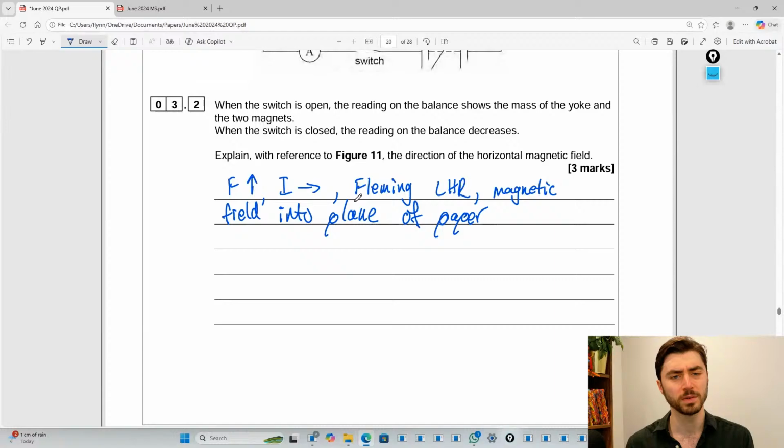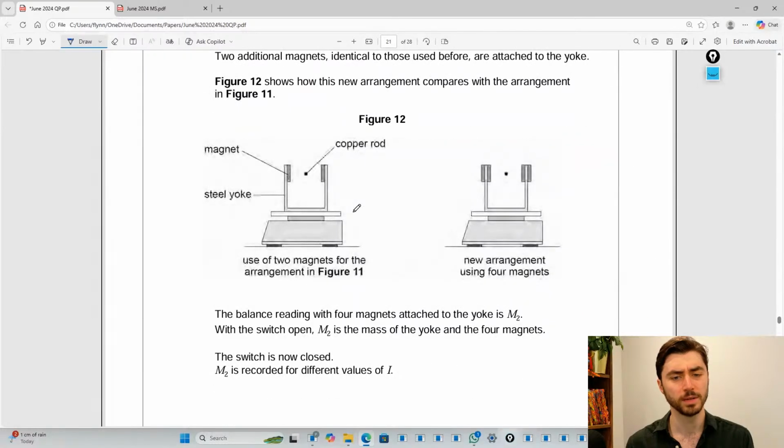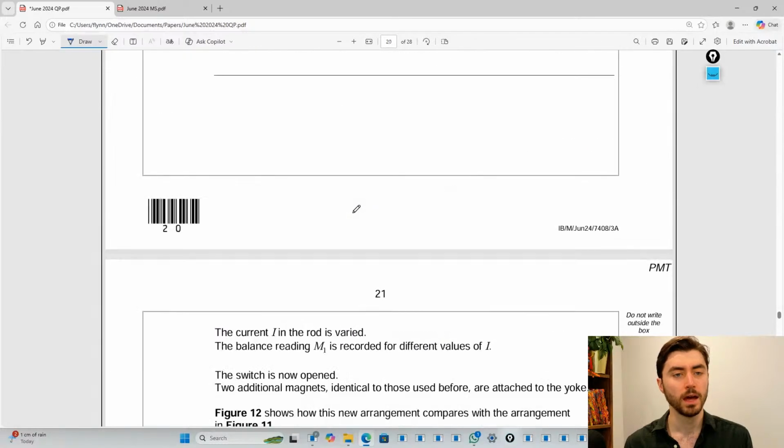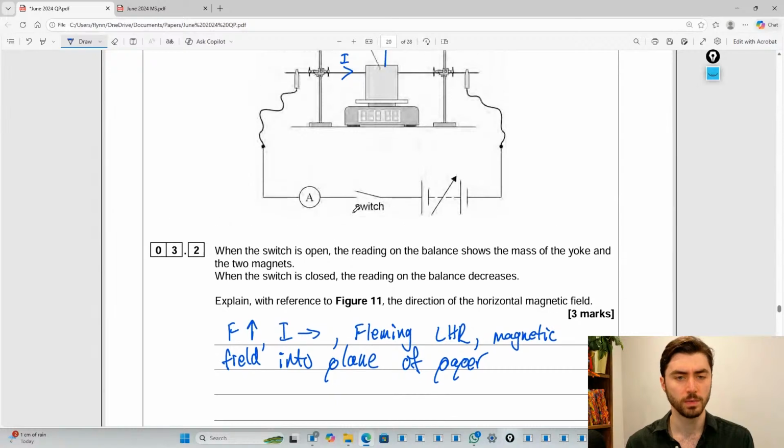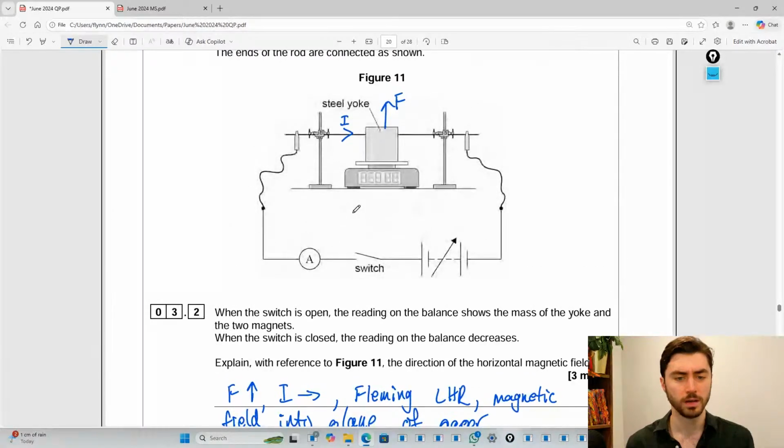Why is the force on the rod downwards? That's what someone else said. Hold on a minute. 3.2. Well, I said the force was upwards, because when the switch is closed, the reading on the balance decreases.